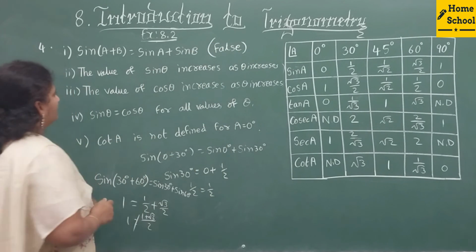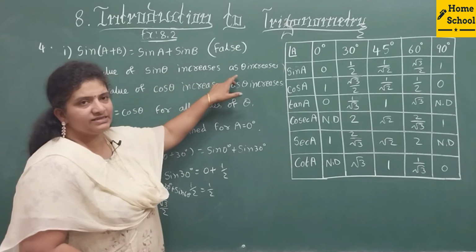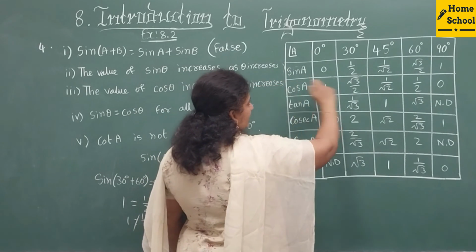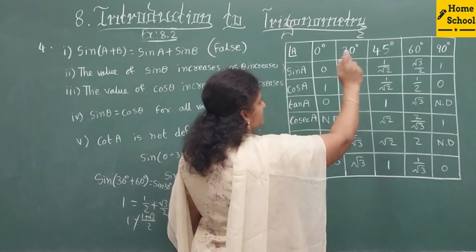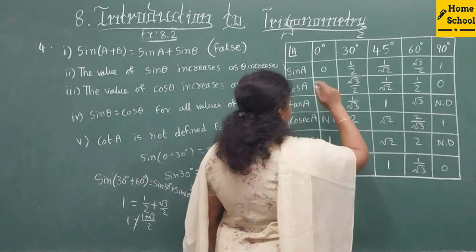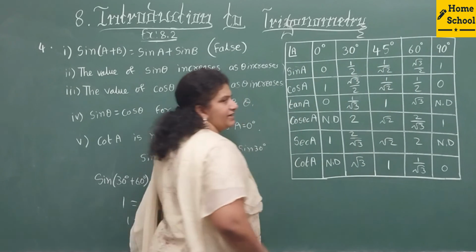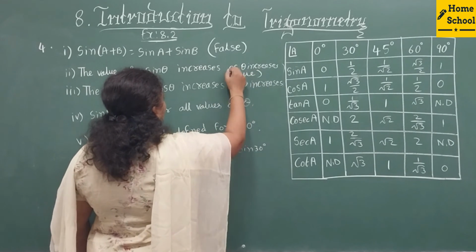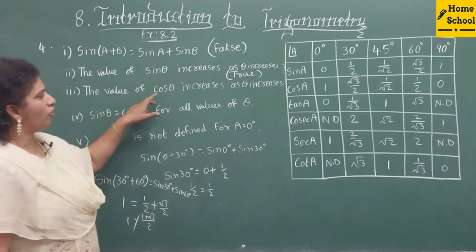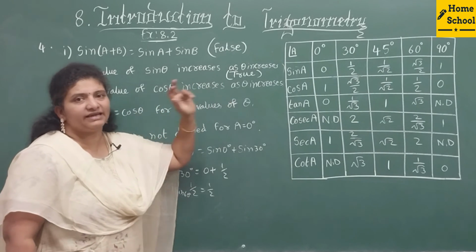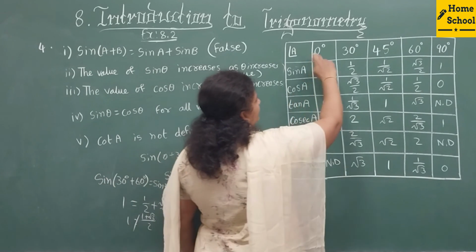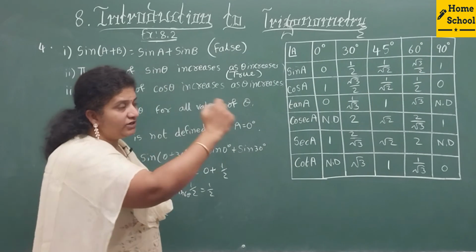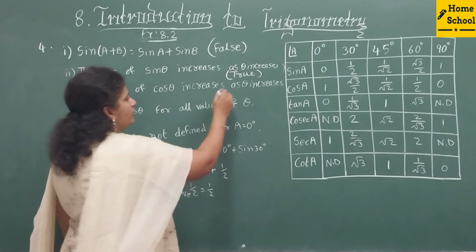Right? Now, next one. The value of sine theta increases as theta increases. Observe here, sine theta increases as the theta value increases itself. 0 degree to 90 degree increased, and here also 0 to 1 it increased. So is it true or false? Yes, this is true. Right, next one. The value of cos theta increases as theta increases. Cos theta, theta is increasing. Are the values increasing or decreasing? They are decreasing from 1 to 0. So this statement is false.